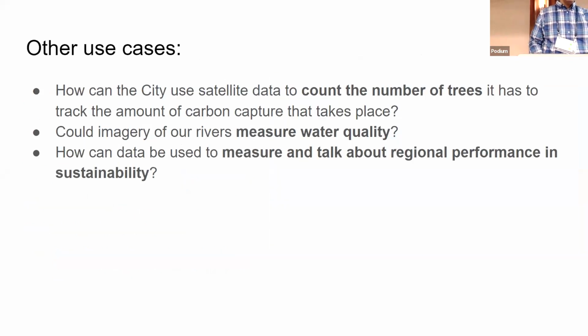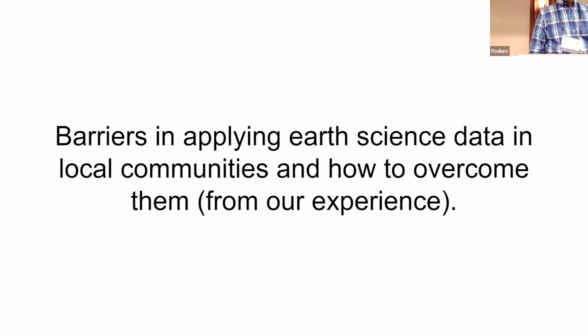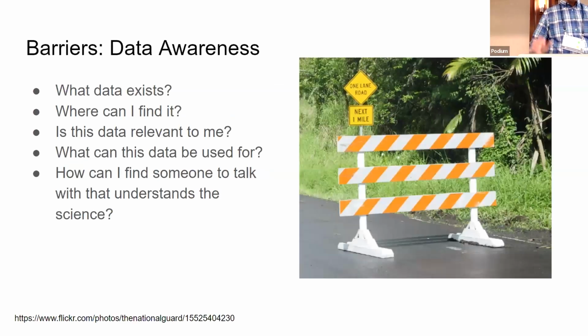And so some other use cases we've talked about: counting the number of trees to see how much carbon capture is taking place. Can we measure quality of the water in our rivers through imagery? And can we talk about performance and sustainability too? And so we're going to make use of this data once we get it all together in the next phase of our work, and I'm looking forward to that. But some barriers that we face in applying earth science data in local communities, that's what I'm going to talk about now, and I'm going to share some suggestions on how to overcome that.